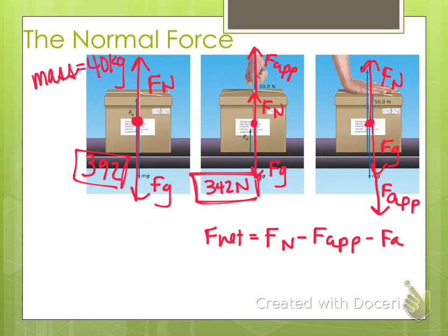Good. So you need to pay attention to your applied force. It doesn't necessarily always mean your applied force is in the positive direction. Your applied force could be in the negative direction if you're pushing. So is it accelerating vertically? No. So what do we know our net force is equal to? 0. Good. Normal minus 50 minus 392.